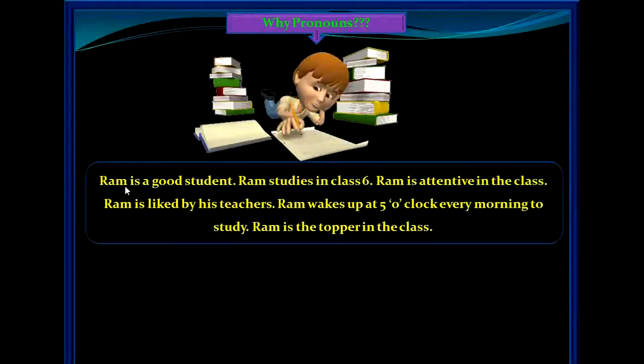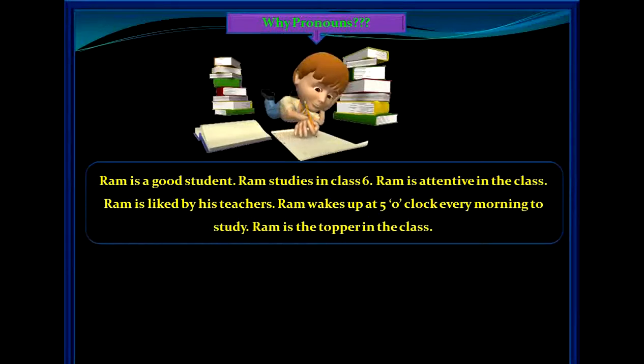Go through this paragraph about Ram, children. Ram is a good student. Ram studies in class 6. Ram is attentive in the class. Ram is liked by his teachers. Ram wakes up at 5 o'clock every morning to study. Ram is the topper in the class. In this paragraph, I have repeated the name or the noun Ram 6 times. And repetition is boring, isn't it?